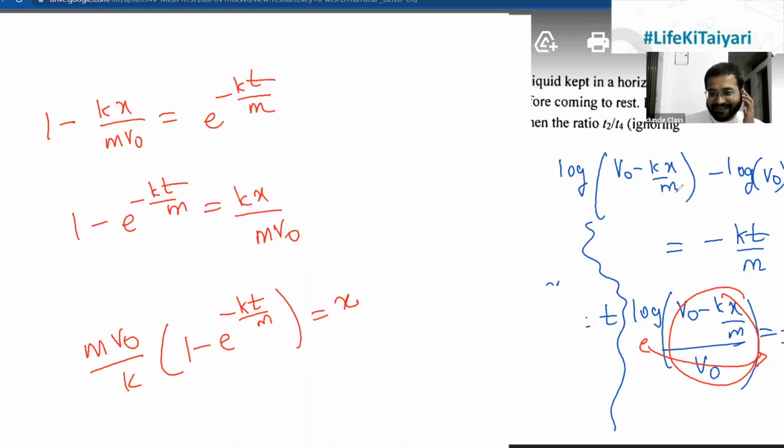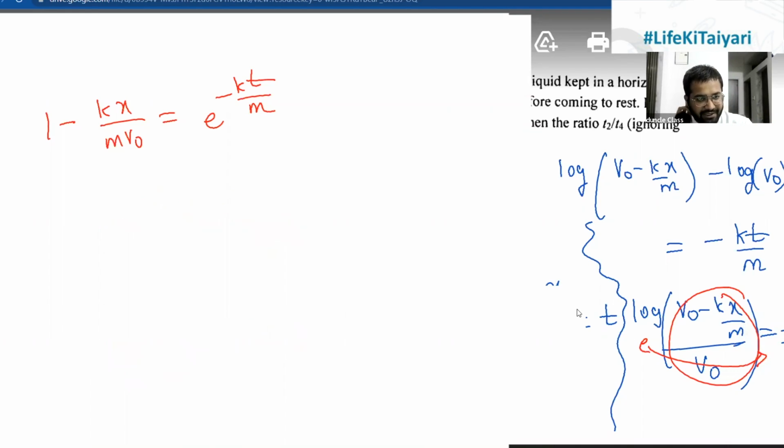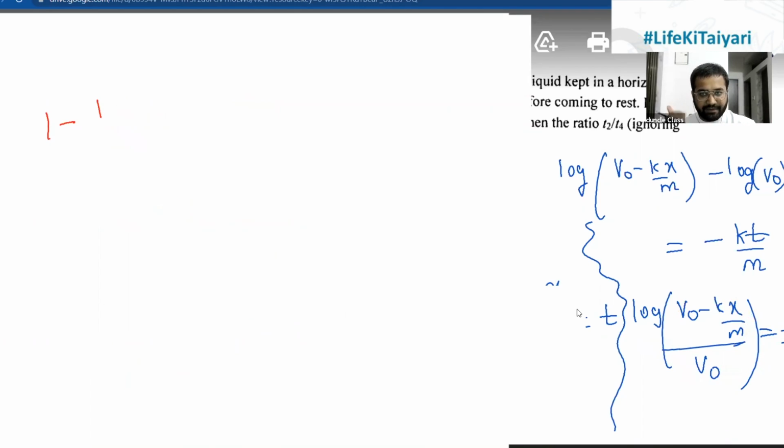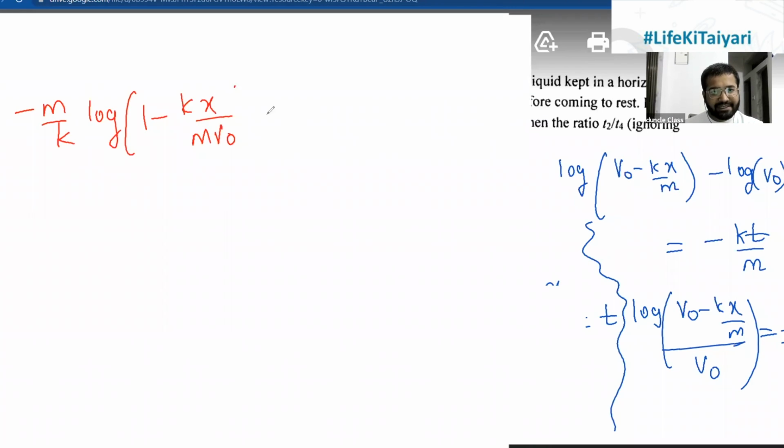Okay, actually the thing is, this is not required. We want t2 upon t4, no? We don't want x2 upon x4. So maybe this relationship only we could have used. Understood? We want t2 upon t4 actually, not the other stuff. We have found a relationship, that's good, but we want t2 upon t4. So let's do one thing. Let us just rearrange this. So we have got minus m by k into log of 1 minus kx upon m v naught. This is t, people.